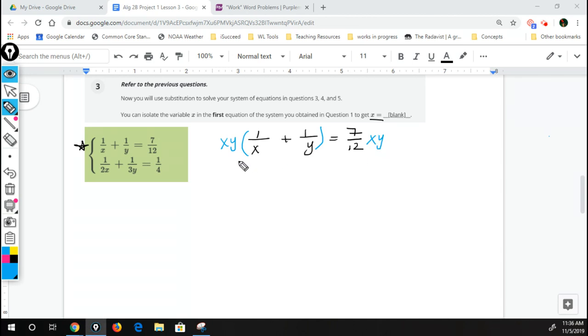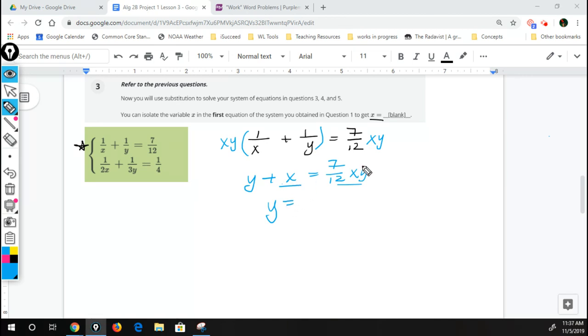So I'm going to be multiplying by the common denominator between x and y, which in this case is xy. So when I multiply, I should get y plus x equaling 7 over 12 xy. A lot cleaner looking, right? So now I see two terms with an x. So I'm going to move those to one side.